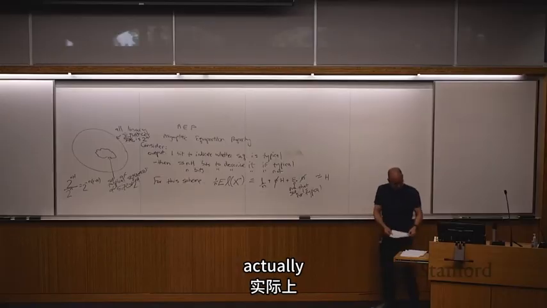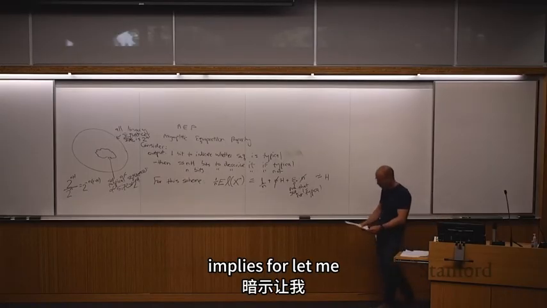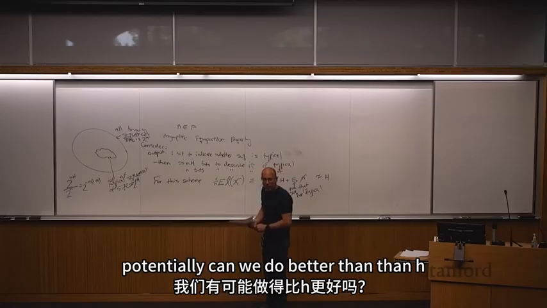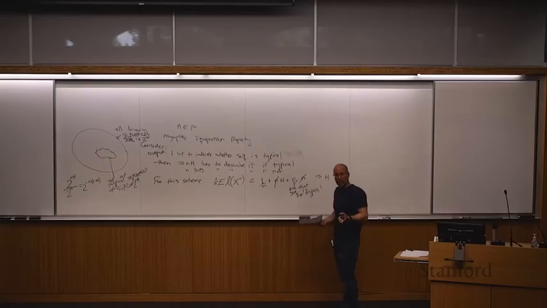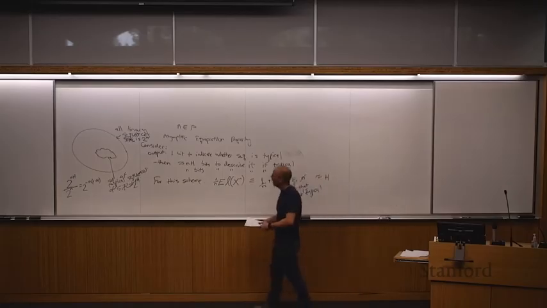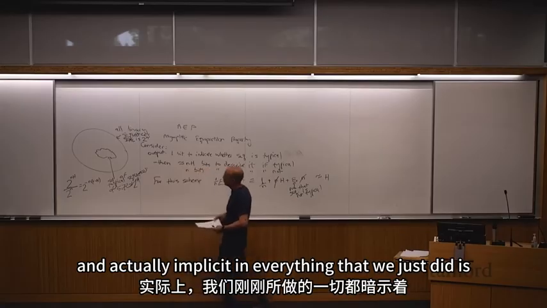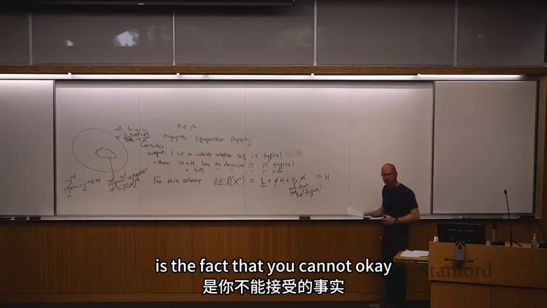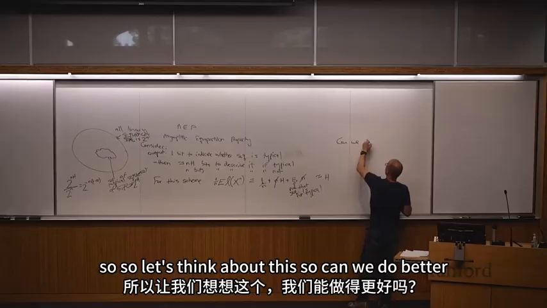But it also actually implies, or let me ask you, could we do better than h, the entropy? Can we get away with lossless compression with less than h bits per source symbol? Actually, implicit in everything that we just did is the fact that you cannot. So let's think about this. Can we do better?